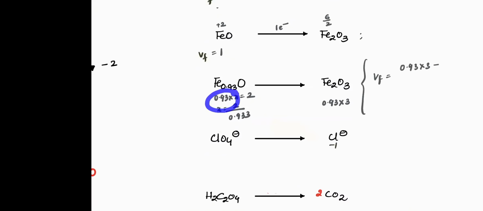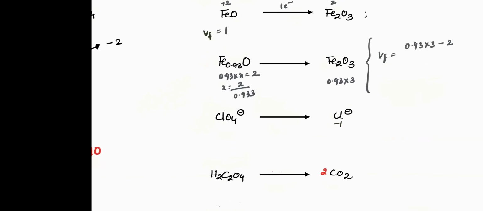how much is the valency factor here? For 0.93x, it is 2. So this will be the valency factor. See, let me remind you again. For 0.93x times, this is the total amount of charge on iron. That is given as 2. Okay. So valency factor will be equal to the oxidation state of the product minus the reactant here. Okay. So that will be the valency factor here.